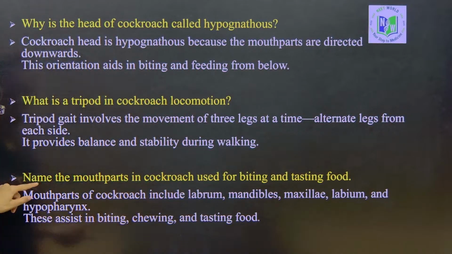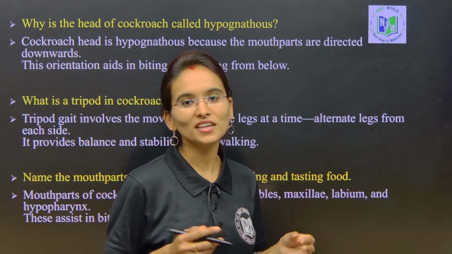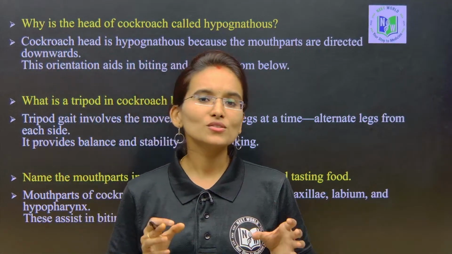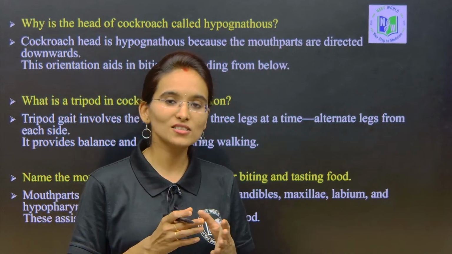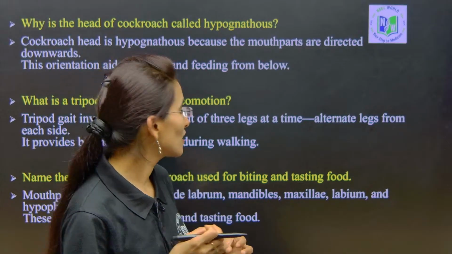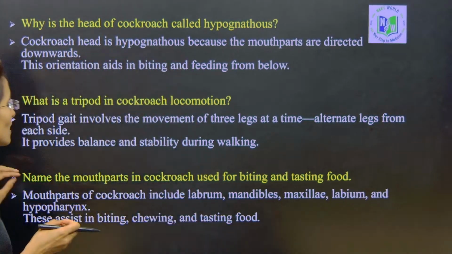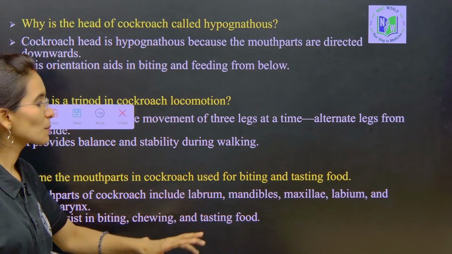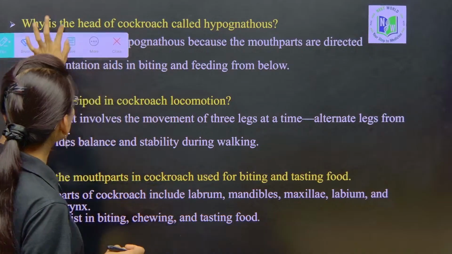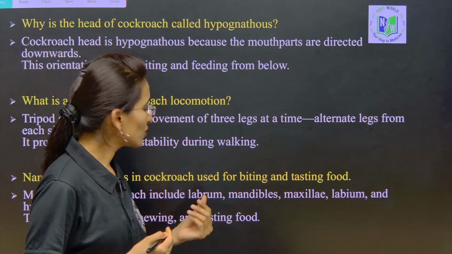Next one: name the mouthparts in cockroach used for biting and tasting of the food. We have understood about the palps. Palps are the structures which sense and are involved in the tasting of the food. Now see here, what are the mouthparts of the cockroach?